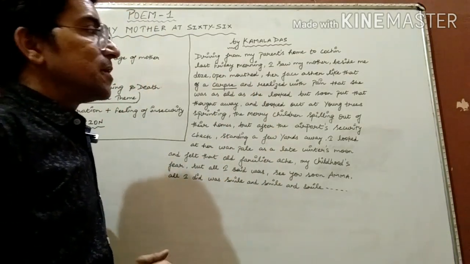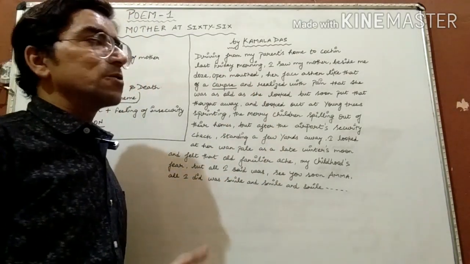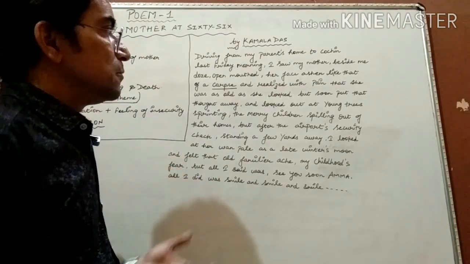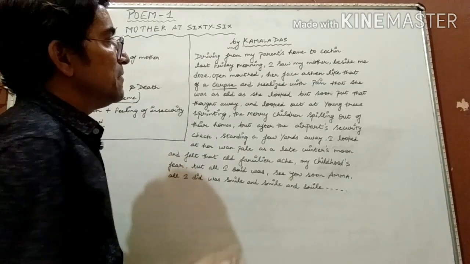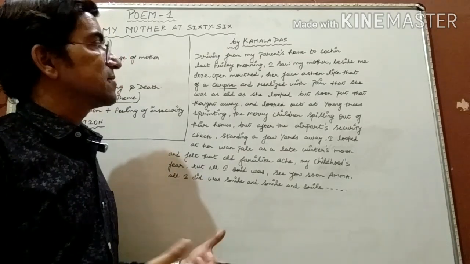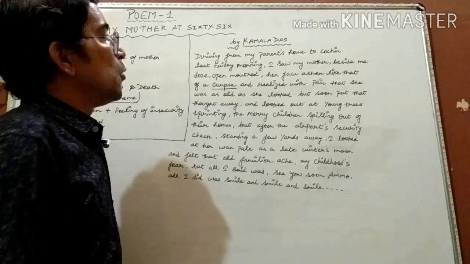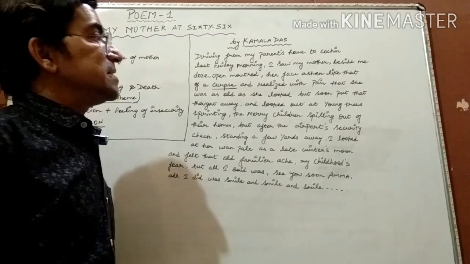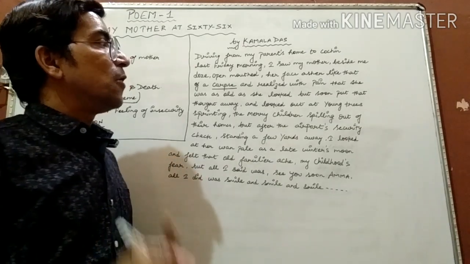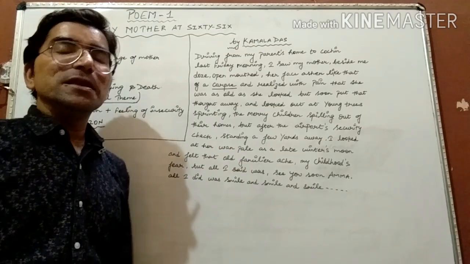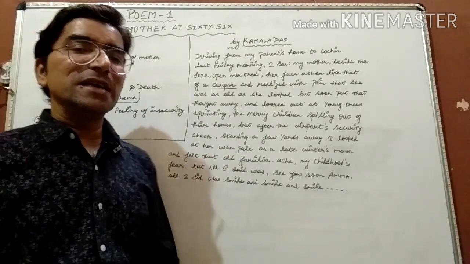C-O-R-P-S-E. But the actual pronunciation of this word is corpse. Corpse means dead body. So I must read the first few lines of the poem to understand better. "Driving from my parents' home to Cochin last Friday morning, I saw my mother beside, doors open mouthed, her face ashen like that of a corpse, and realized with pain." So what do these lines show?